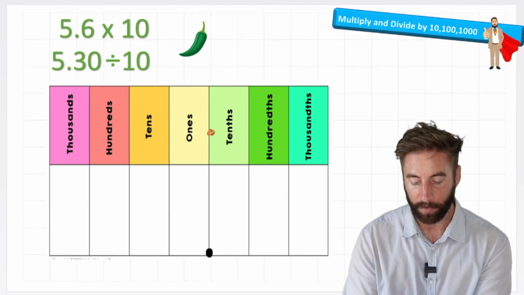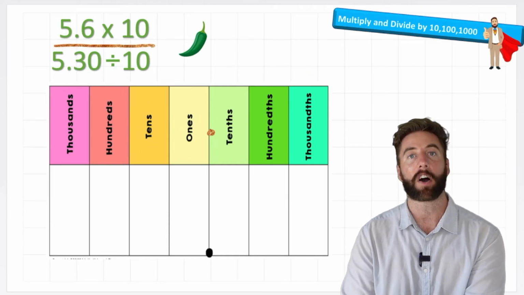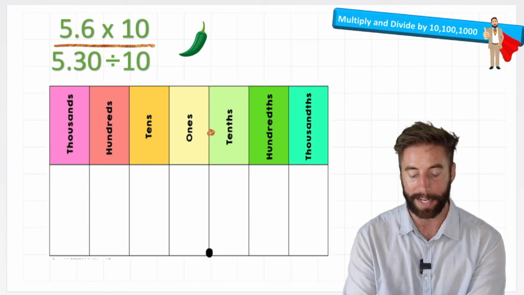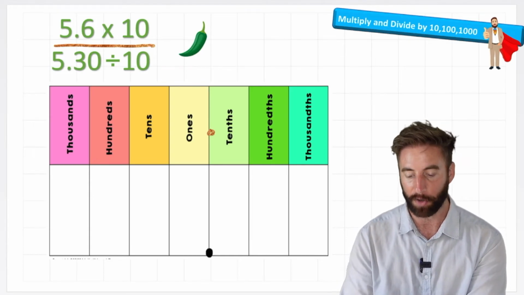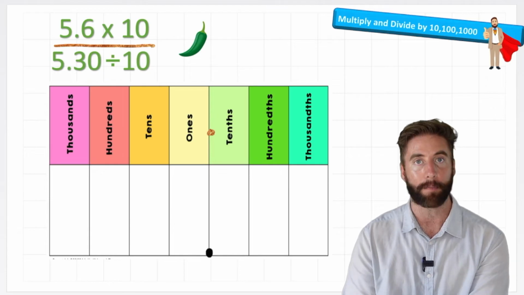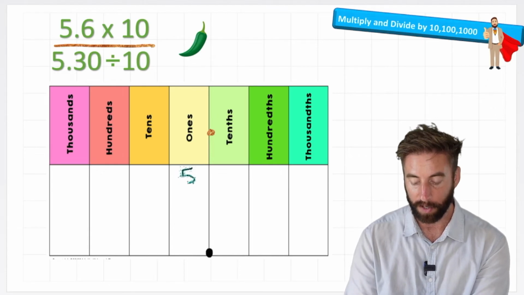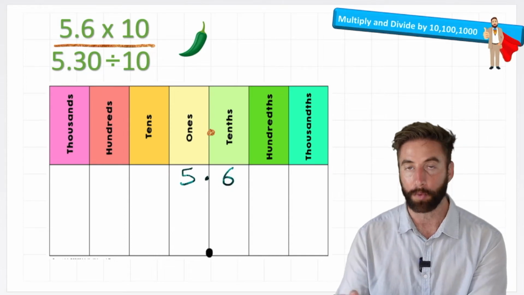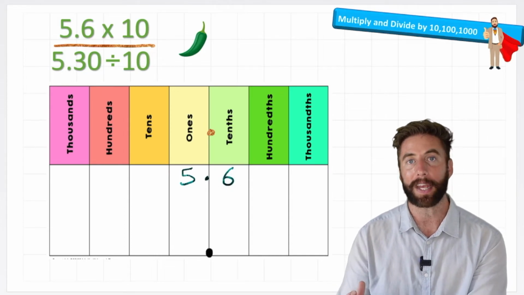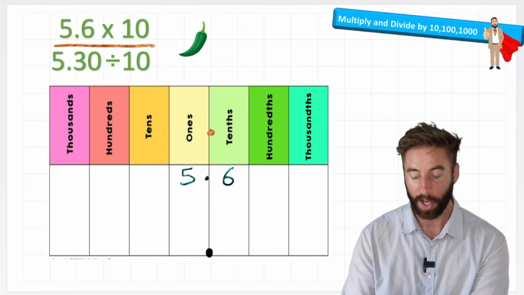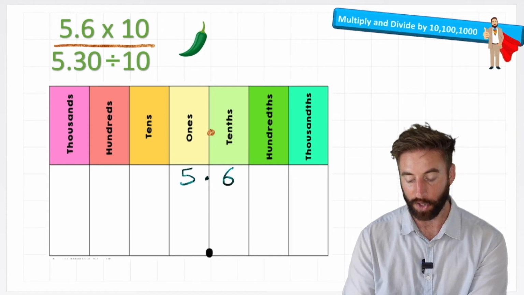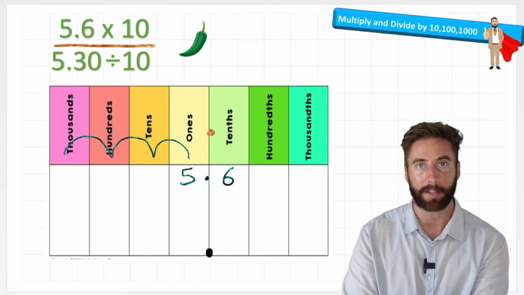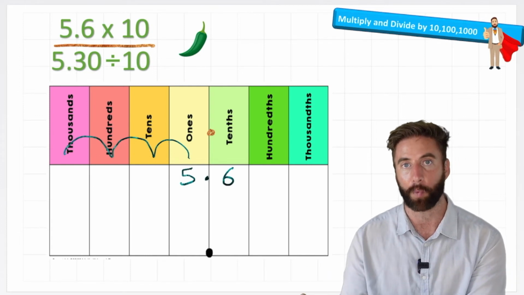Okay, so we're going to look at our first question. Our first question says 5.6 multiplied by 10. So the first thing to do is put our number into the correct places on the place value chart. And I can see that in my 5.6 I have 5 ones, a decimal, and then 6 tenths. And then all we're going to do is multiply it by 10. So we're going to be making this number 10 times larger. And what we should know about our place value chart is every single jump and every single column in our place value chart is 10 times larger than the one before it.